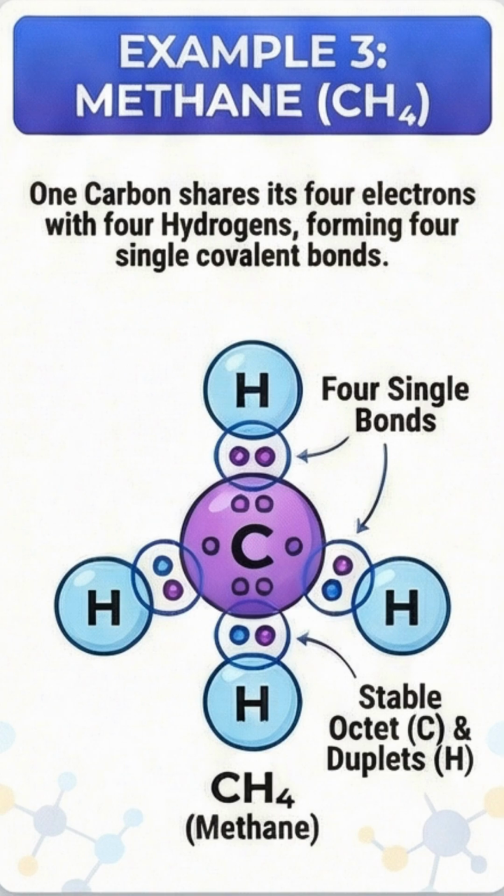In methane, one carbon atom with 4 valence electrons bonds with 4 hydrogen atoms, each needing 1 electron. Carbon shares 1 electron with each hydrogen, forming 4 single covalent bonds. Carbon reaches an octet with 8 valence electrons, while every hydrogen attains a stable duplet in the CH₄ molecule.